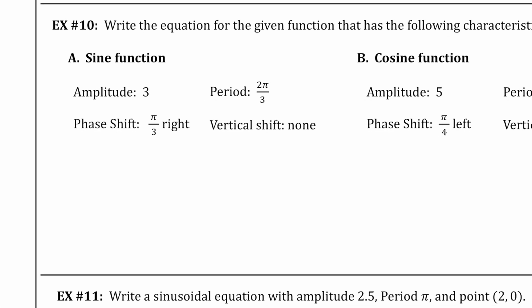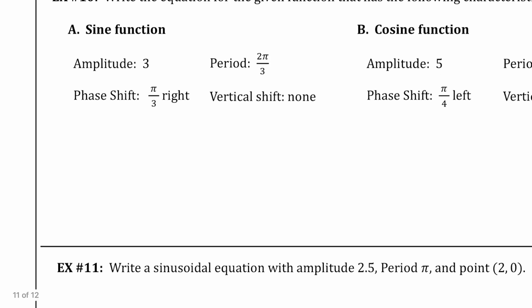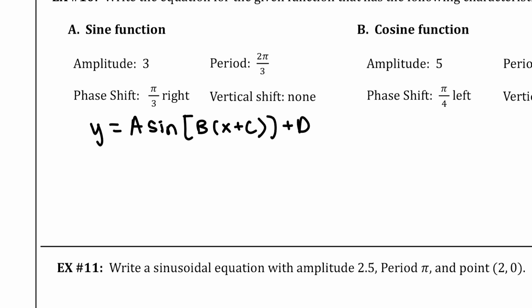So it tells us the sine function, and then it says we have an amplitude of 3, period of 2 pi over 3, a phase shift of pi over 3 to the right, and no vertical shift. So that's all it's giving us. So we're going to use our knowledge of our y equals a sine bx plus c plus d to complete this.